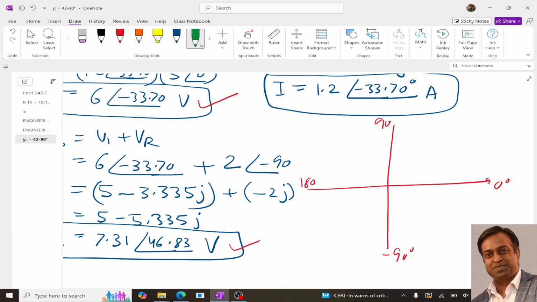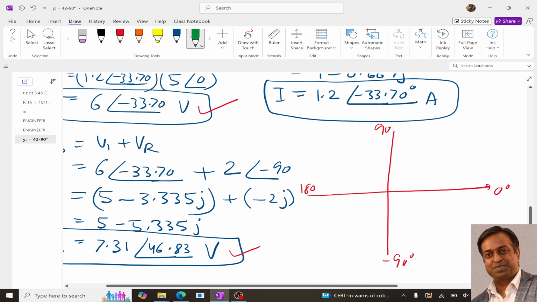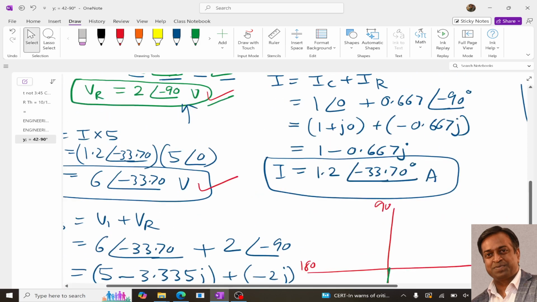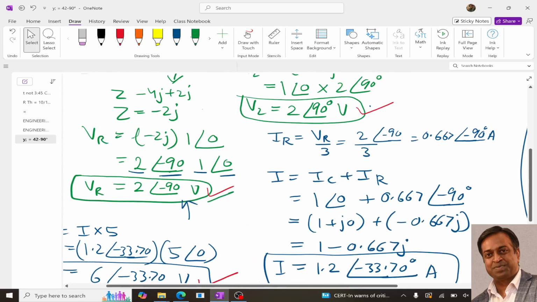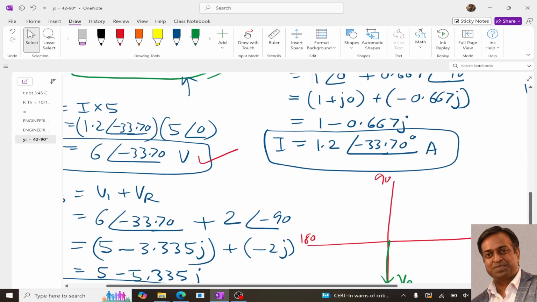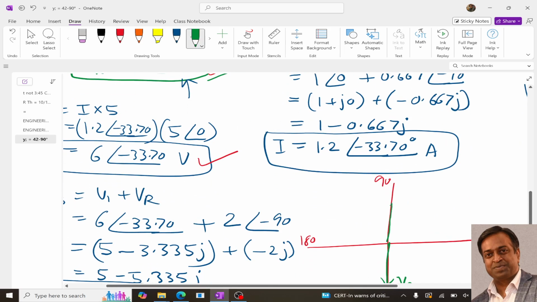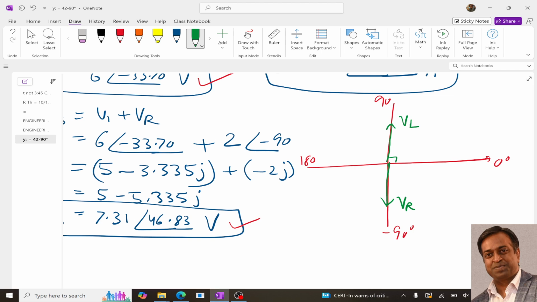So first let me draw Vr. Vr is 2 angle minus 90 degree. So this will be our Vr. Then VL is 2 angle 90 degree. So this will be our VL, angle is 90 degree.